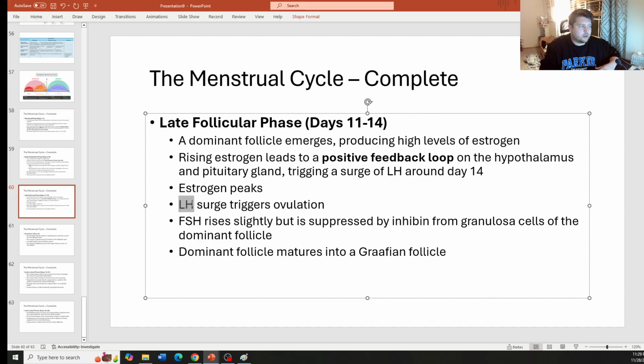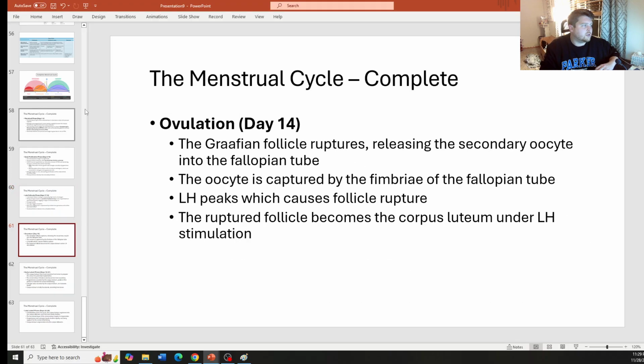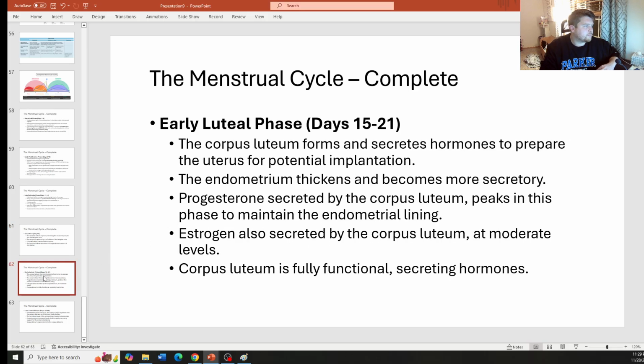So that luteinizing hormone surge triggers ovulation. The follicle stimulating hormone also raises slightly, but it's going to be suppressed by inhibin, which is released from the granulosa cells of the dominant follicle. And finally, those dominant follicles are maturing into Graafian follicles, and then they're going to be released on the fourteenth day. So that Graafian follicle ruptures, releasing the oocyte into the fallopian tube. Luteinizing hormone just peaks, which causes that follicle rupture, and then it becomes the corpus luteum.